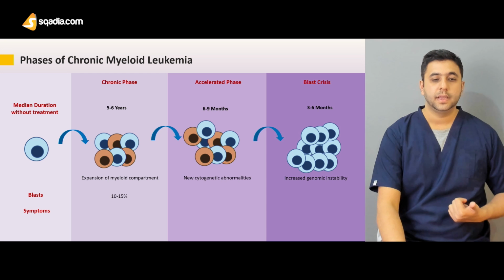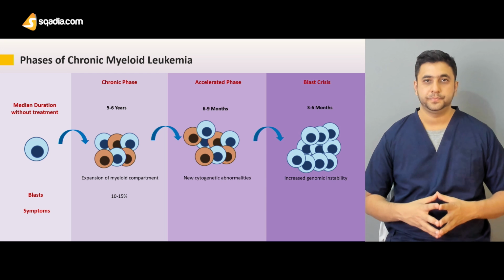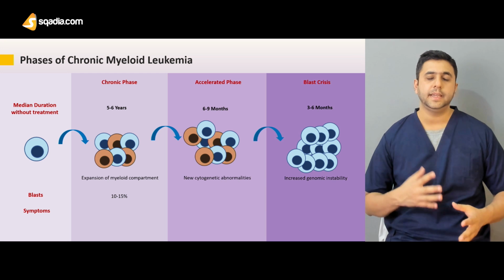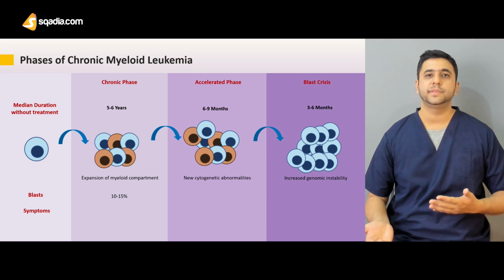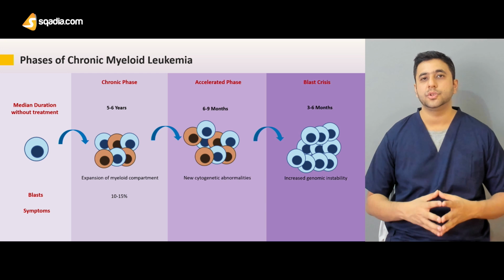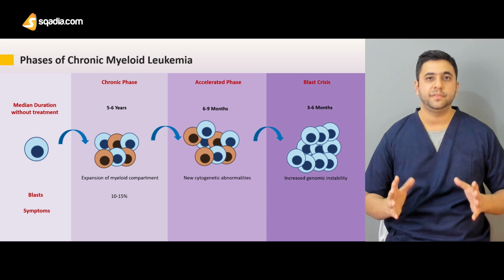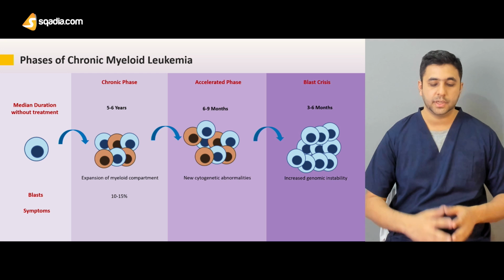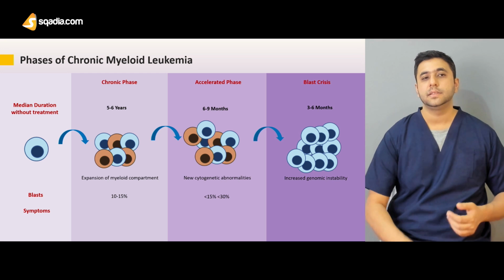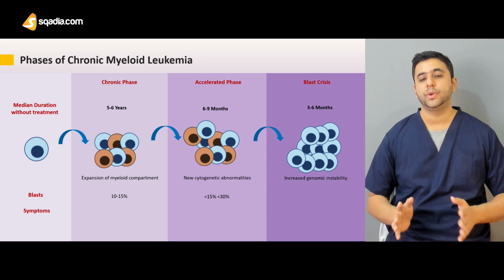Talking about the blasts, in the chronic phase there are generally less than 10% blast cells, which we can see, and which generally classifies it as CML. The blast percentage is less than 10. If the blast percentage is greater than 10 but less than 20, we generally call it a myelodysplastic syndrome. So in the chronic phase, which is the major presenting phase of CML, the blasts are generally not more than 10%. In the accelerated phase, there is an increase in the percentage of blast cells in the bone marrow, generally between 10 to 20%.